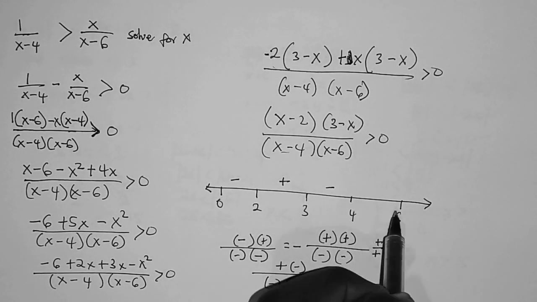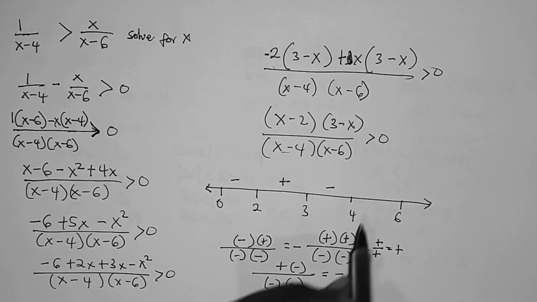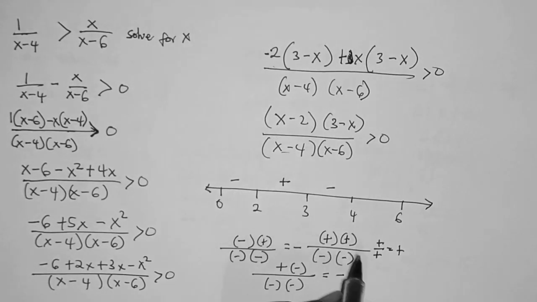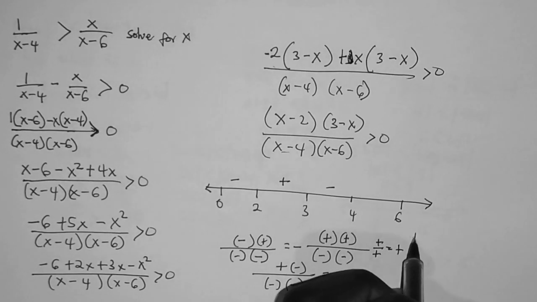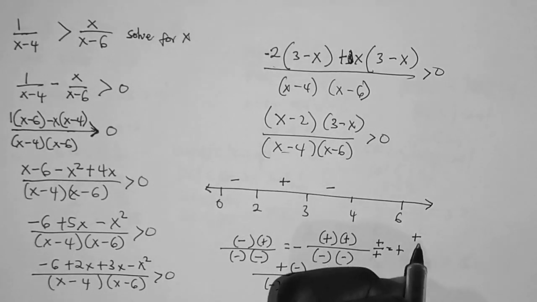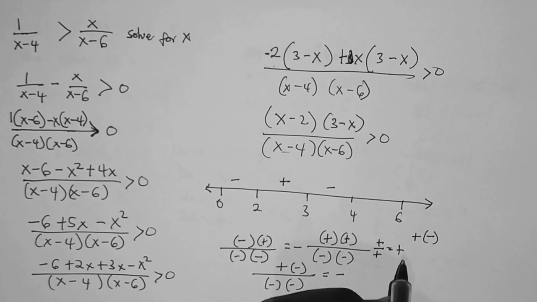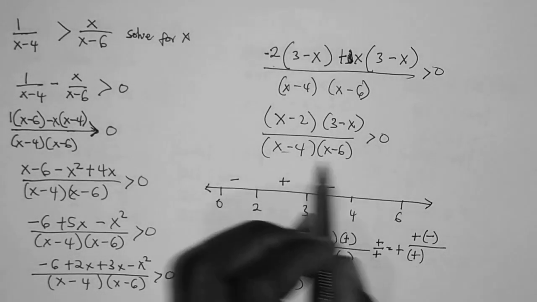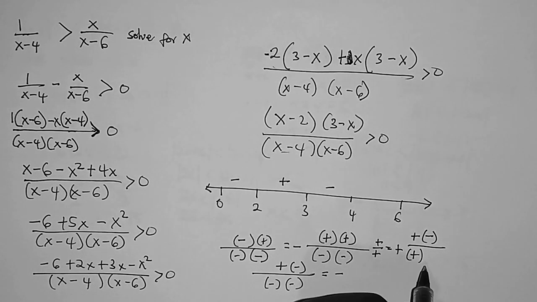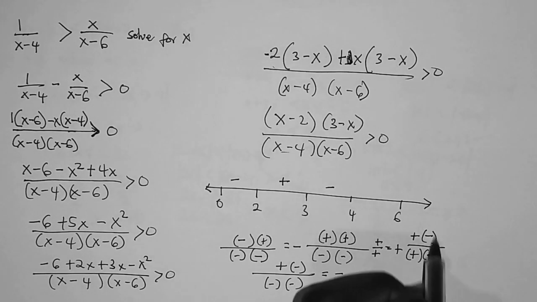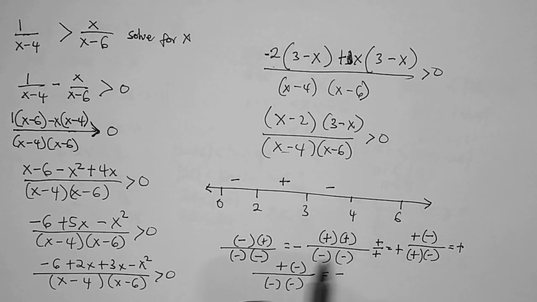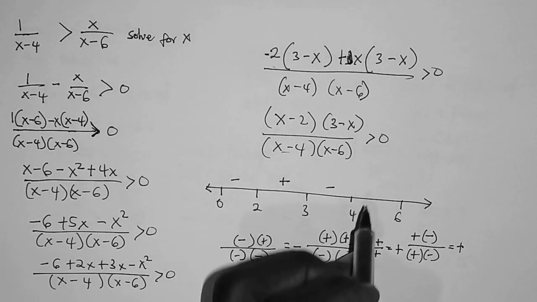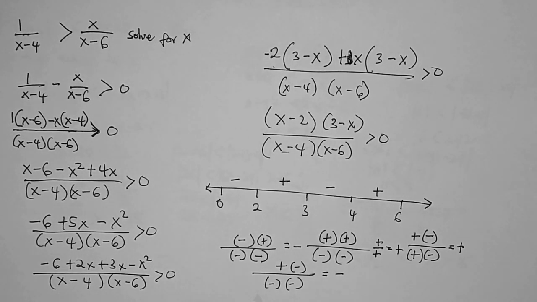Let's take values between 4 and 6. Example, 5. 5 minus 2 is a positive number. 3 minus 5 is a negative number, divided by 5 minus 4 which is a positive number. And then 5 minus 6 is a negative number. So at the end of the day, we are going to get a positive number. And therefore, the region between 4 and 6 is also a required region.